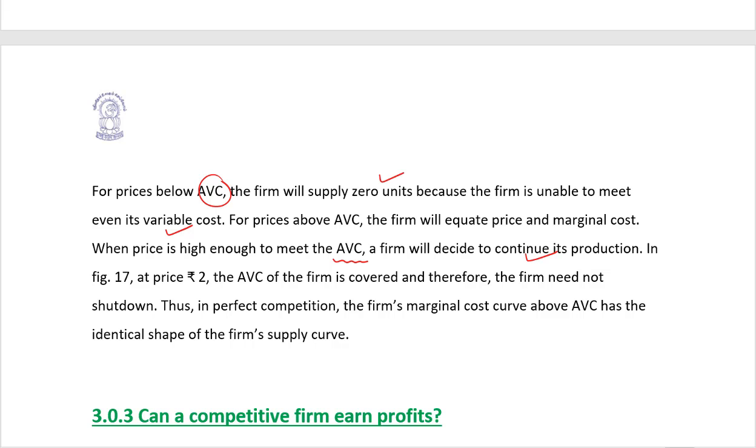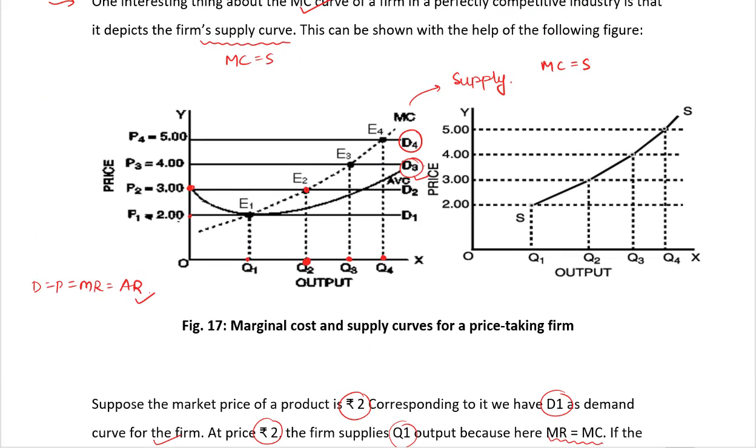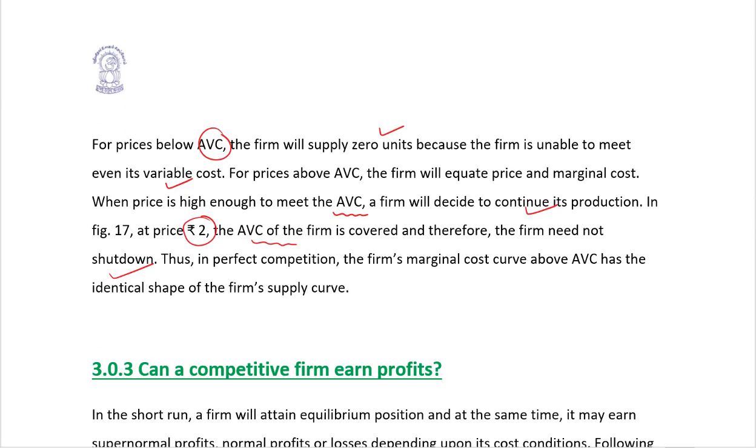In figure 17, at price 2, the average variable cost of the firm is covered, and therefore the firm need not shut down at price 2. Just see over here. So at price 2, the firm should not shut down. Why? Because the average variable cost is already covered over here. Thus, in perfect competition, the firm's marginal cost curve above the average variable cost curve is the firm's supply curve, S equals MC.